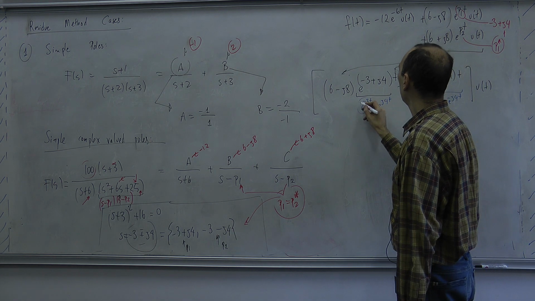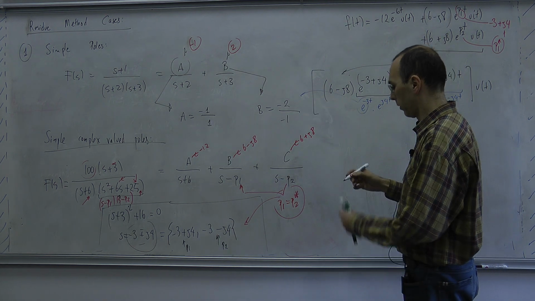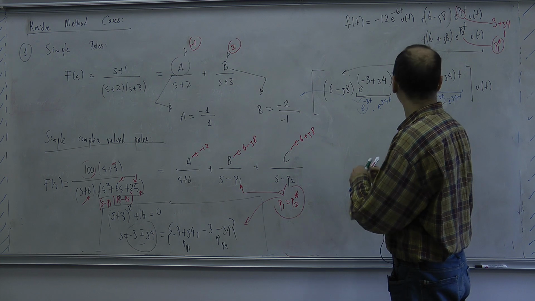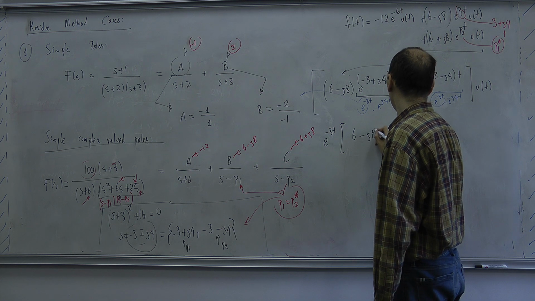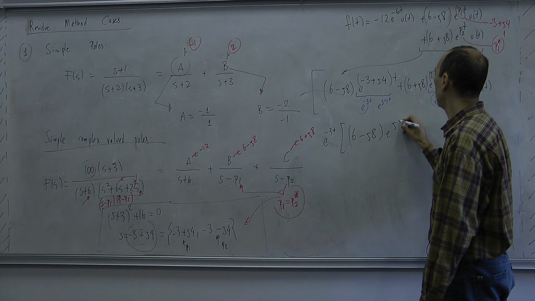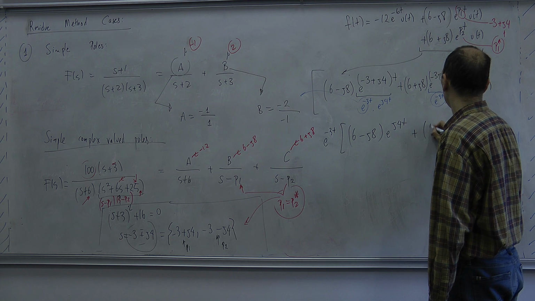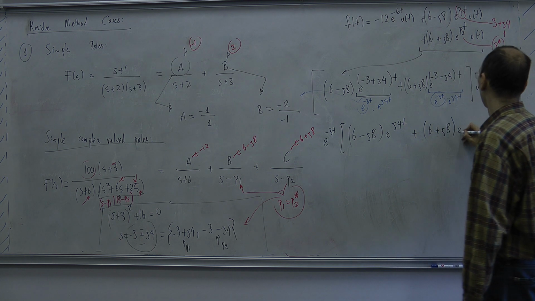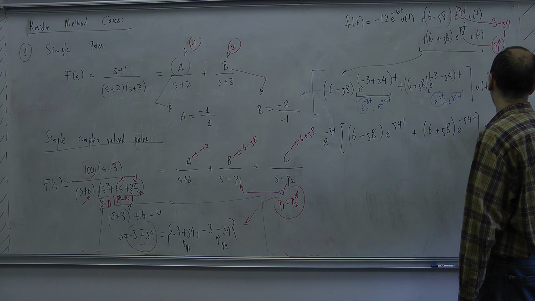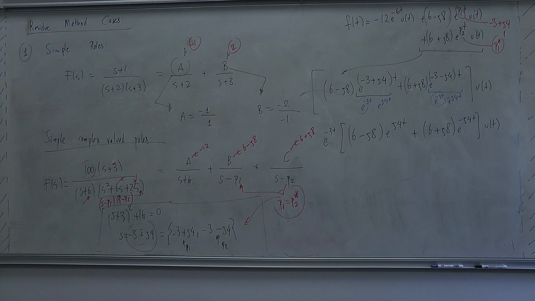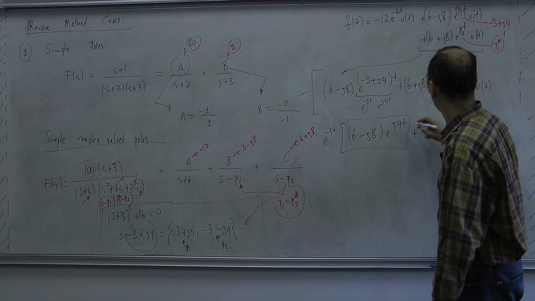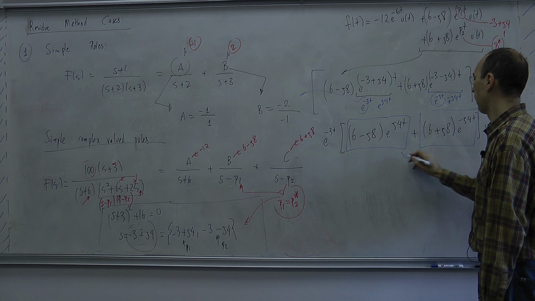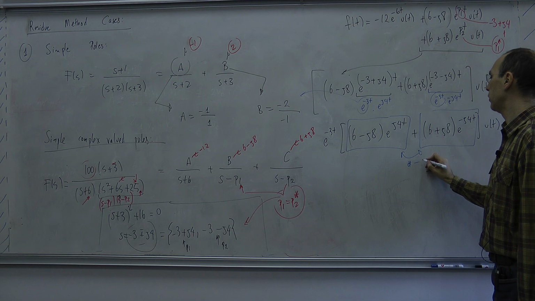So let's pull this e to the minus 3 term out, because it's the common term. Okay. So if I do that, e to the minus 3t, 6 minus j8, e to the j4t, 6 plus j8, e to the minus j4t, u(t). Am I right? Well, one more time. If these are complex conjugates of each other, this box and this box, they are complex conjugates of each other.